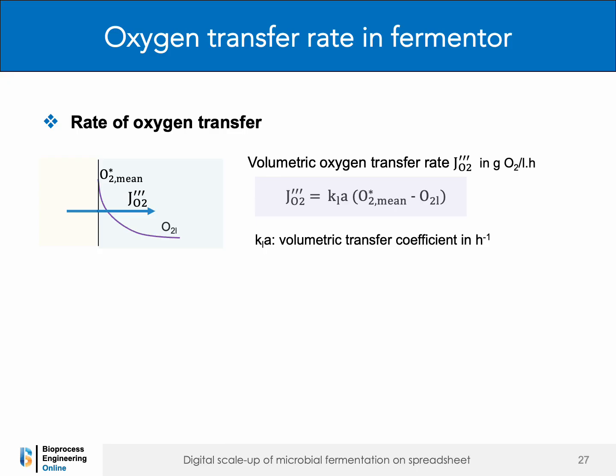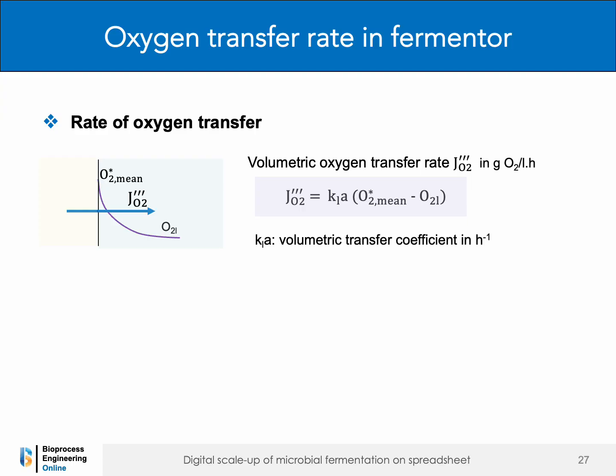Finally, this section of the spreadsheet specifies the oxygen transfer kinetics of the industrial fermenter. The volumetric oxygen transfer rate, JO2/3, in gram oxygen per liter per hour from the gas phase to the liquid medium is described by the classical mass transfer equation, JO2/3 equals KLA, O2 star mean minus O2L, where KLA in hour minus 1 is the volumetric oxygen transfer coefficient, equal to the product of the liquid side mass transfer coefficient KL and the specific interfacial gas liquid area A.